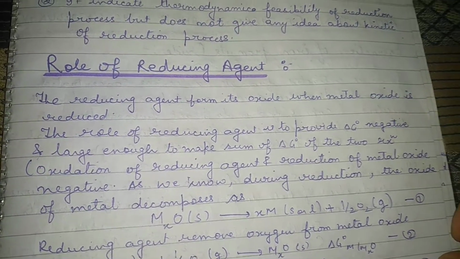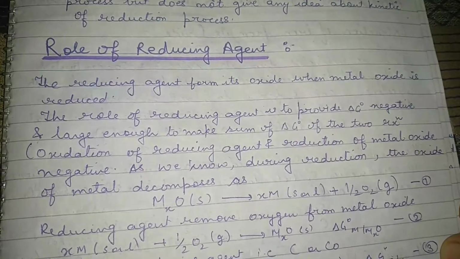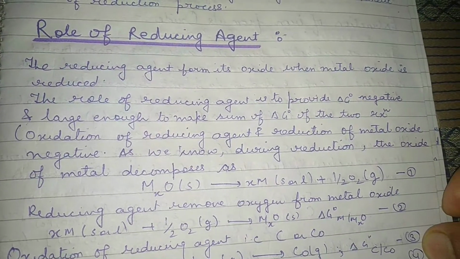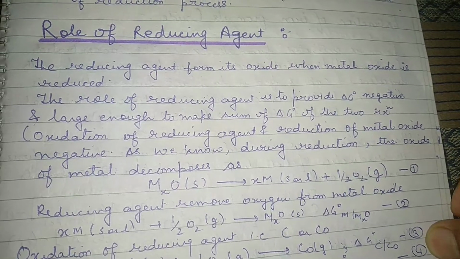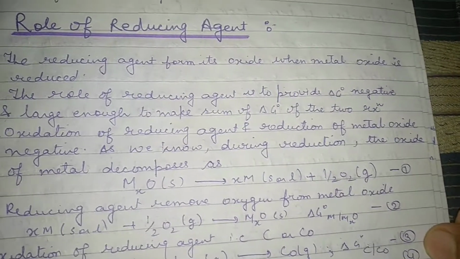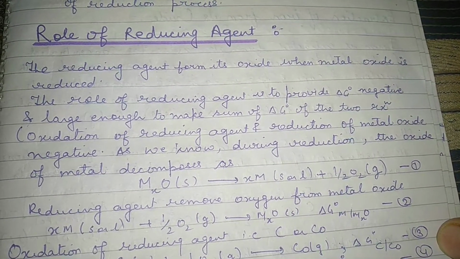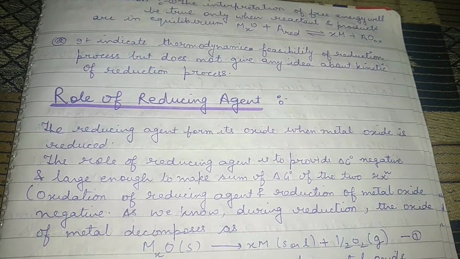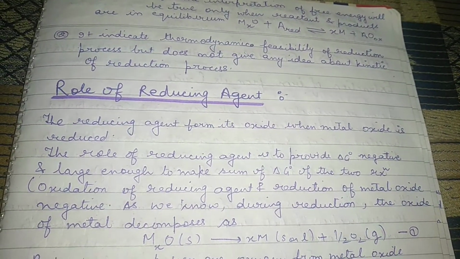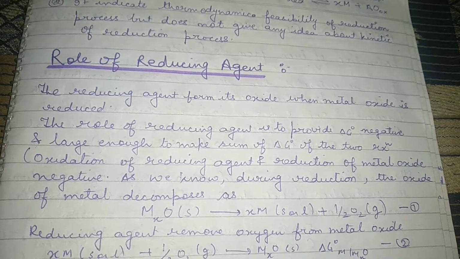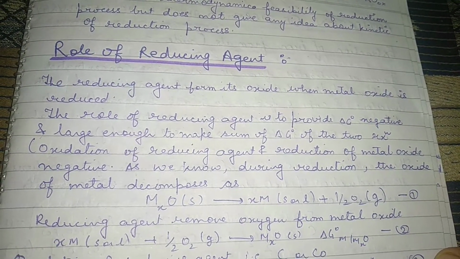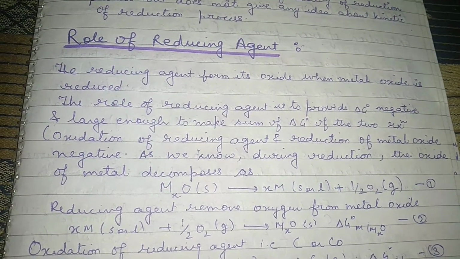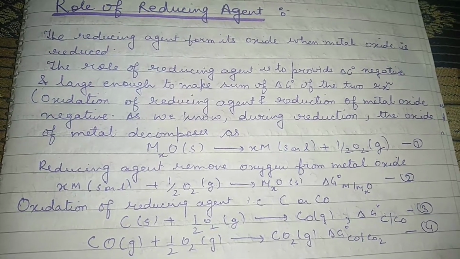The reducing agent forms its oxide when the metal oxide is reduced. The role of the reducing agent is to provide a delta G that is negative and large enough to make the sum of delta G of the two reactions, the oxidation of the reducing agent and the reduction of the metal oxide, negative. As we all know, for a reaction to be feasible, the delta G, that is the Gibbs free energy of the reaction, has to be negative.